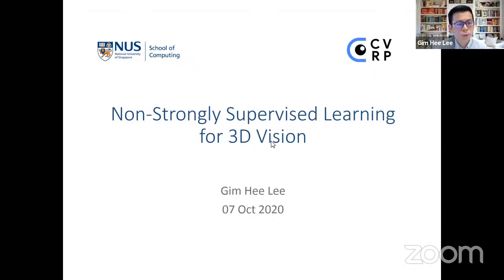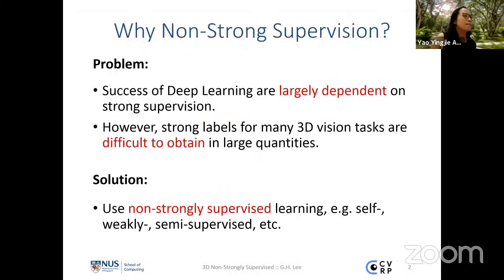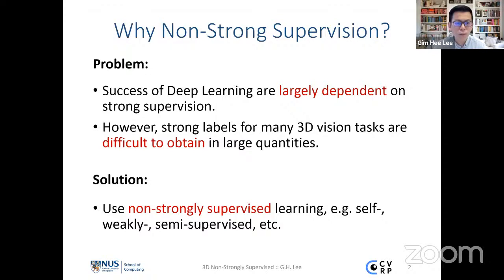Okay, so as mentioned, I will talk about non-strongly supervised learning for 3D vision tasks. It's a well-known fact today that most of the people in computer vision are working on deep learning related tasks, or applying deep learning on many computer vision tasks, because it has achieved great success over the past few years.